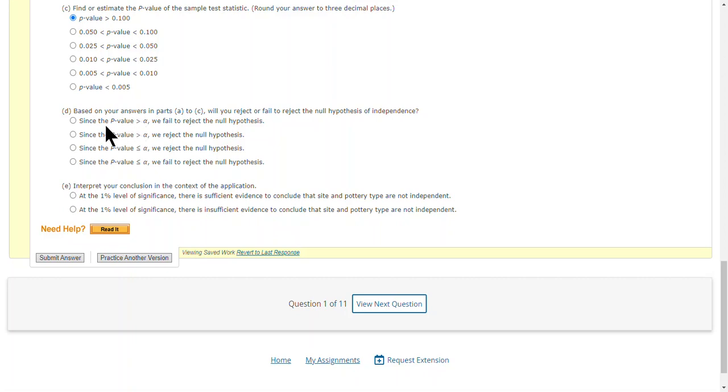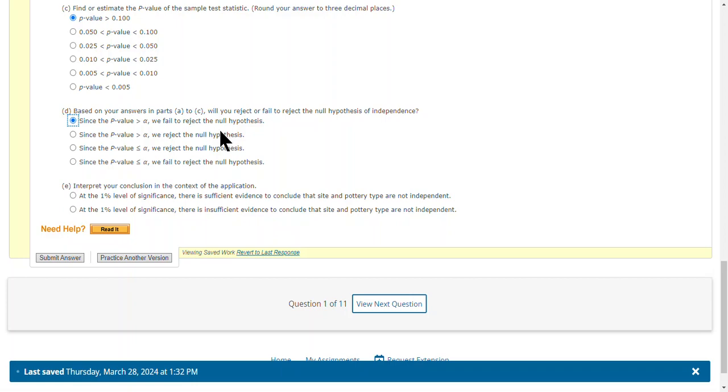Based on what we have for p-value and alpha, what do we do? Do we reject or fail to reject the null hypothesis? Since our p-value is bigger than alpha, 0.9 is bigger than 0.01, we fail to reject the null hypothesis. And remember what that means. Effectively, that means we know nothing about what's happening here, right? Our tolerance for randomness is too high.